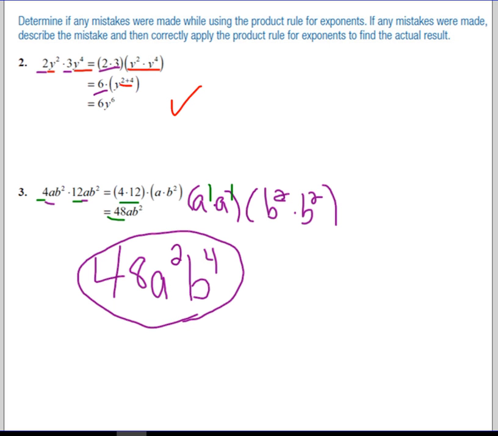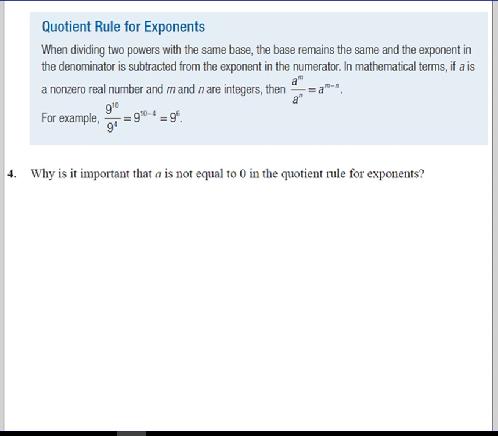So now let's look at dividing, or the quotient rule. When dividing two powers with the same base, the bases remain the same and the exponent in the denominator is subtracted from the exponent in the numerator, so top minus bottom. And so they give us the formula here. As an example, they give us 10 to the 9th power divided by 10 to the 4th power is the same as 10 to the 9 minus 4th power, or 10 to the 6th power.